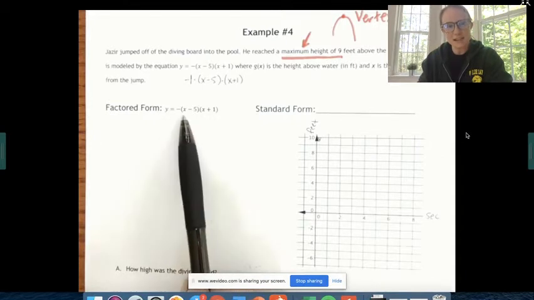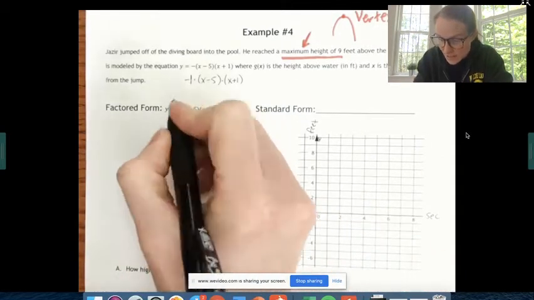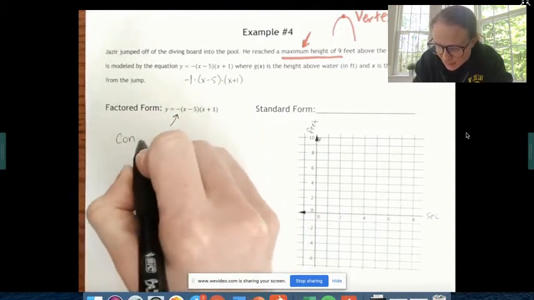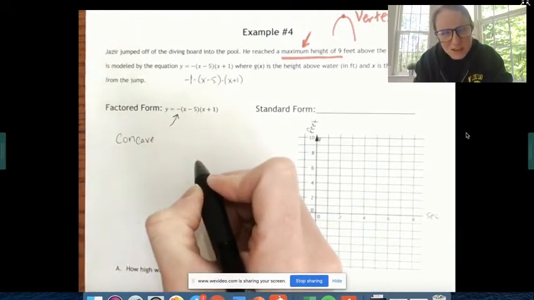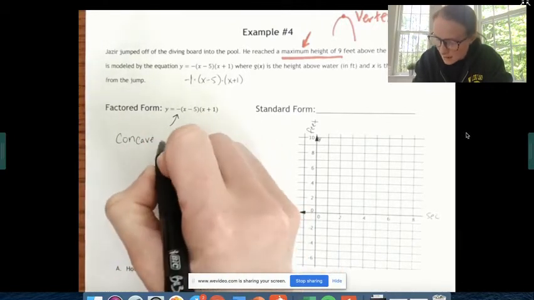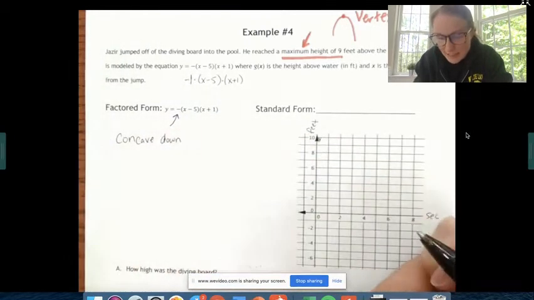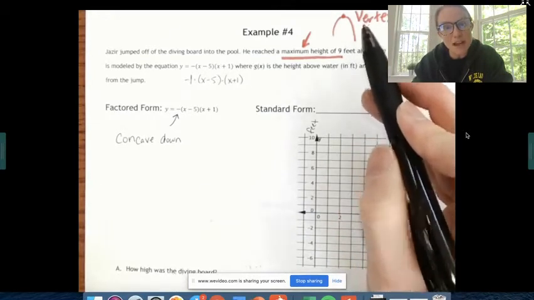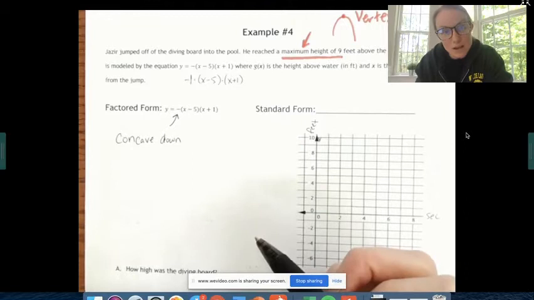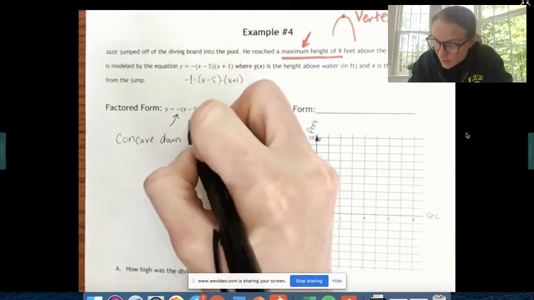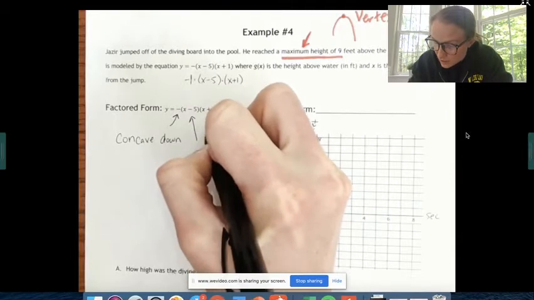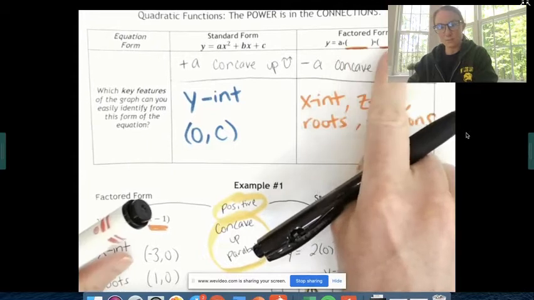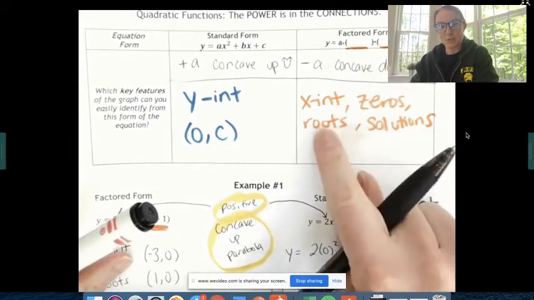All right, so let's take a look at factored form. Looking at this, since this a value is -1, I know that this is going to be concave. Is it going to be concave up or concave down? Concave down, because it's negative like a frown. So my parabola is going to be upside down with a maximum of 9 feet. All right, let's see what else we know from this equation. From factored form, each of these factors shows me one of the, let's take a look at our notes. Factored form shows us the x-intercepts, the zeros, the roots.